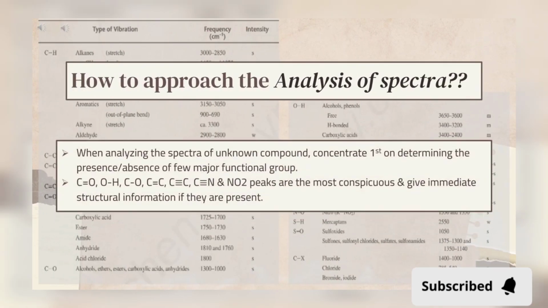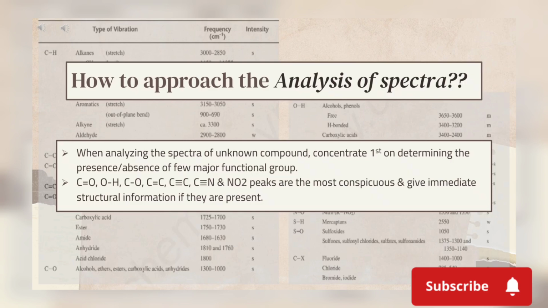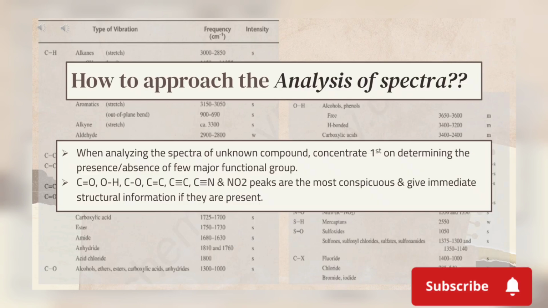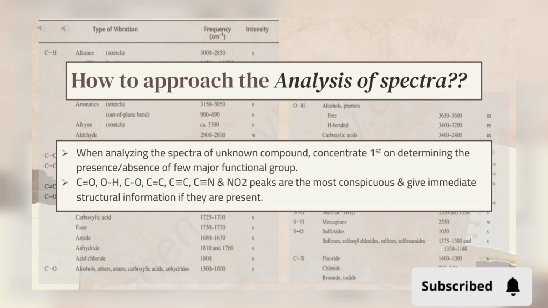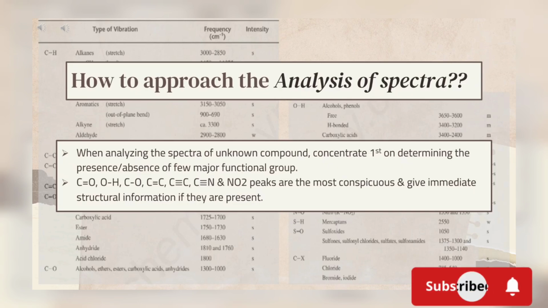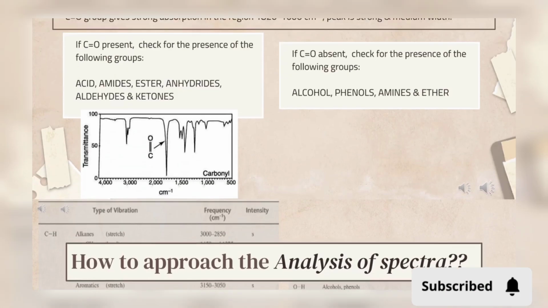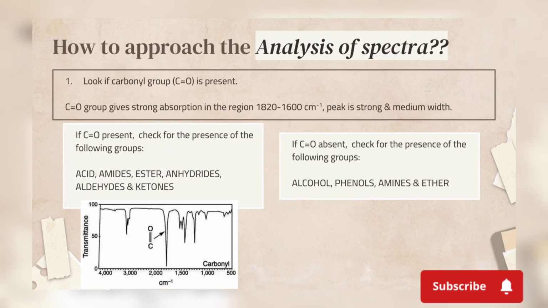How to approach the analysis of spectra? When analyzing the spectra of an unknown compound, concentrate first on determining the presence or absence of a few major functional groups. Carbonyl, triple bond, double bond, cyano and nitro peaks are the most conspicuous and give immediate structural information if they are present. First, look if a carbonyl group is present.